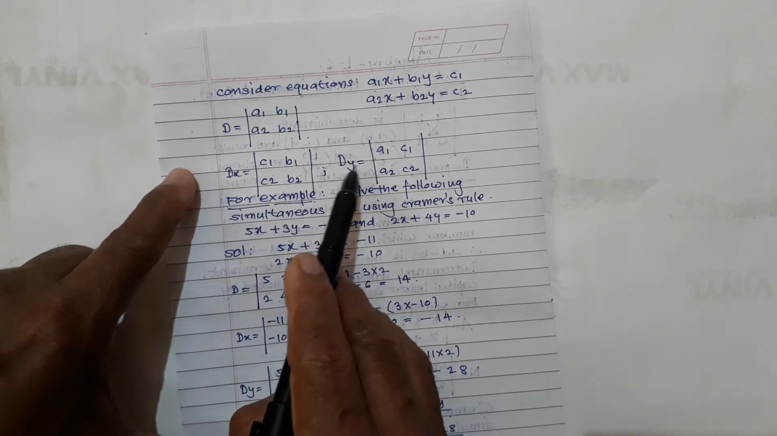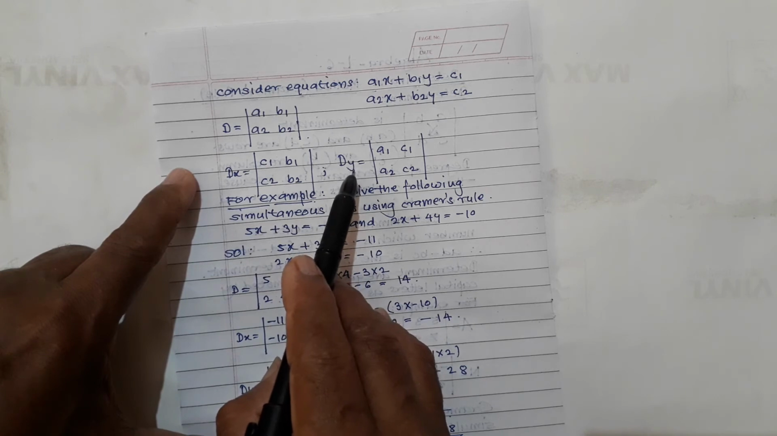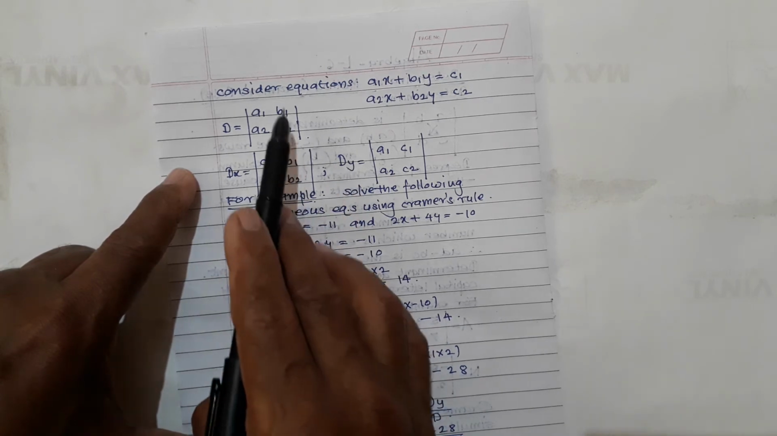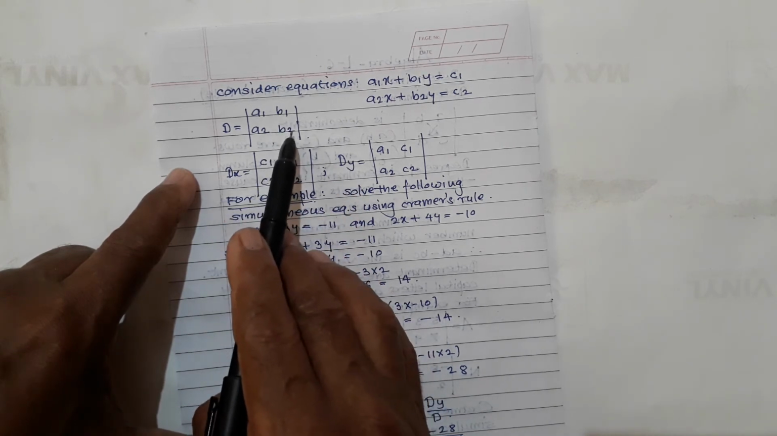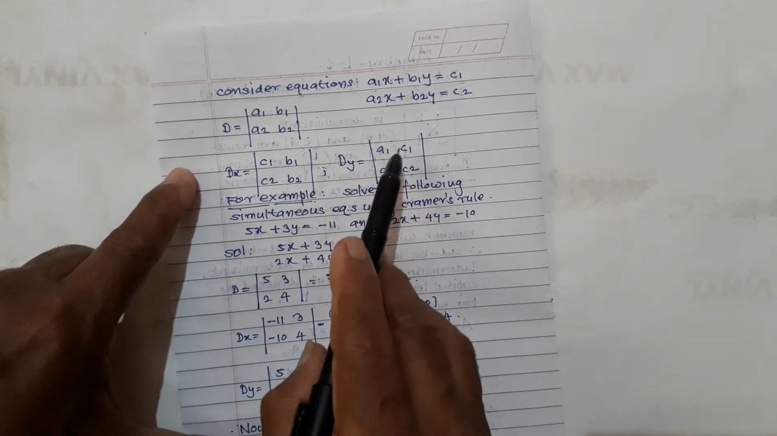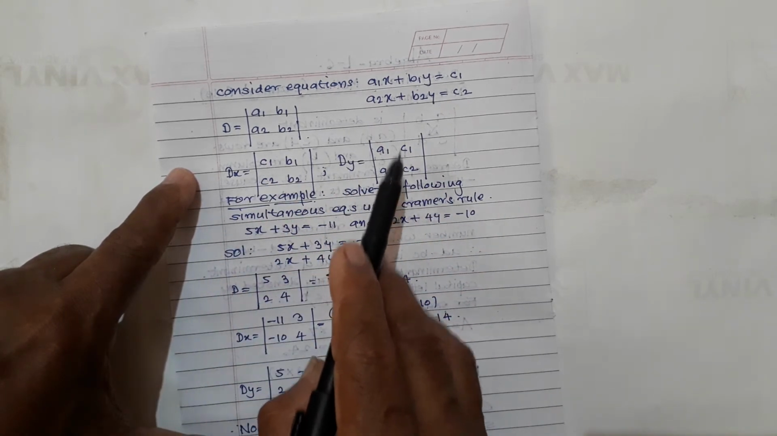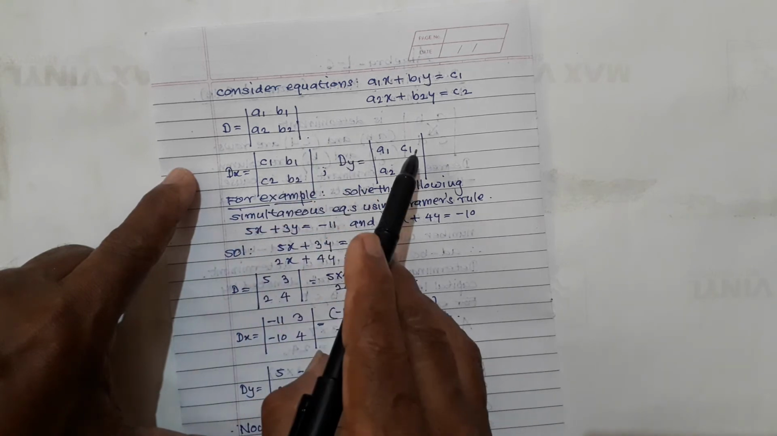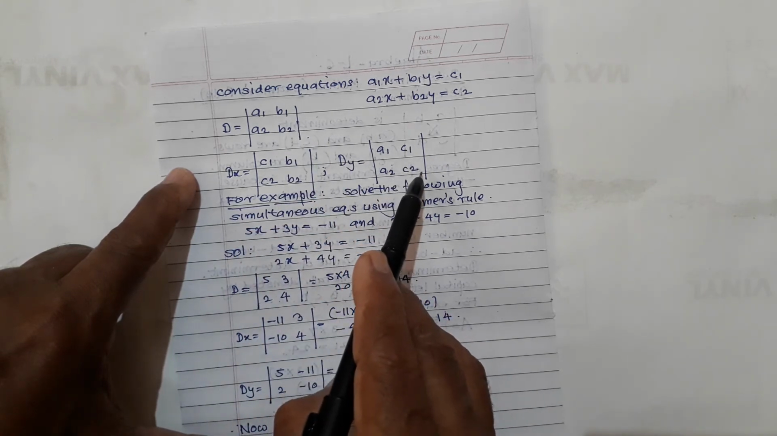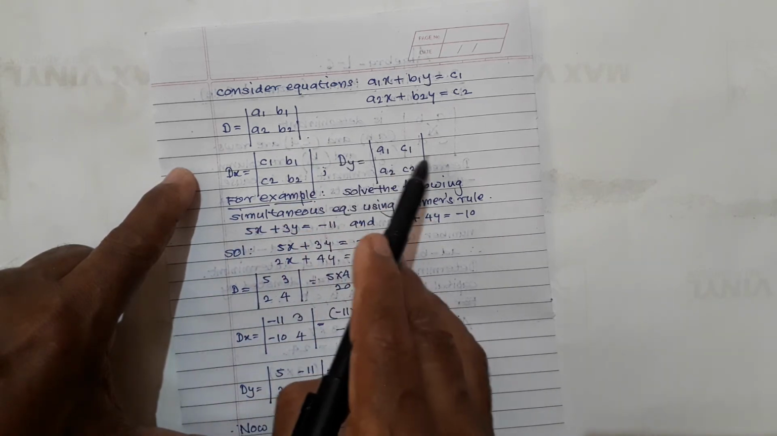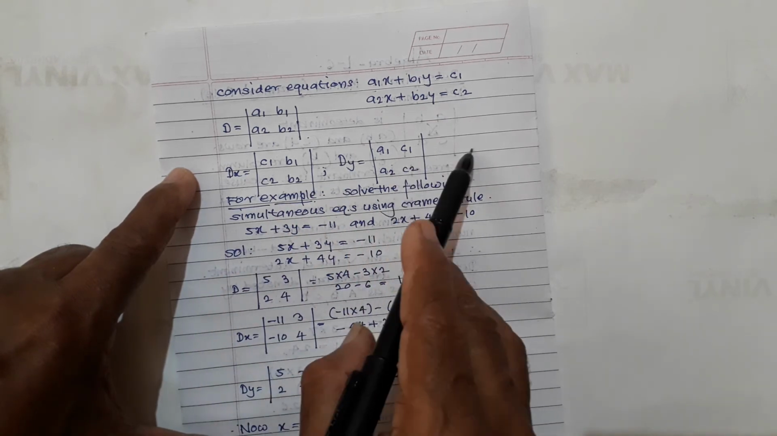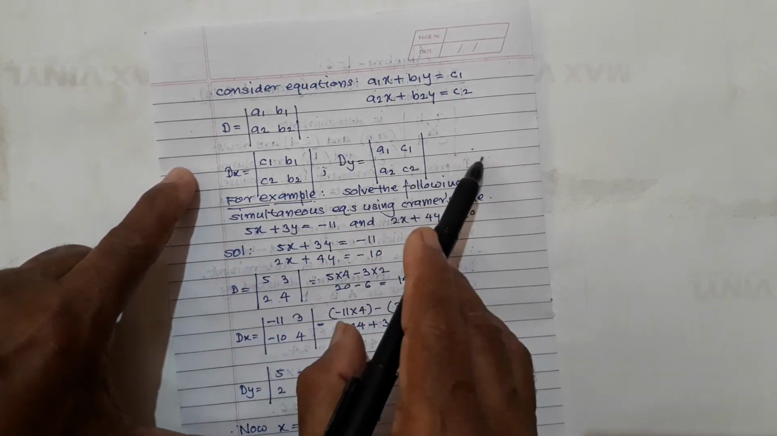Similarly, if you want to find Dy, then remember to concentrate on y. Replace the coefficients of y by the constant terms, which means a1 a2 you write down as it is, but for b1 and b2 you write down c1 c2. Then you find the value of this determinant and use your formula, so that you will get the solution.